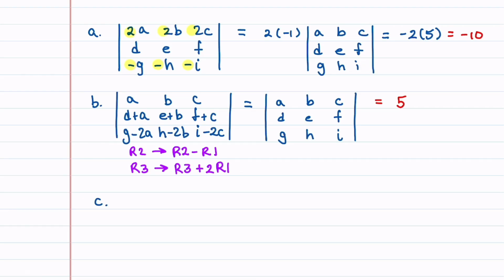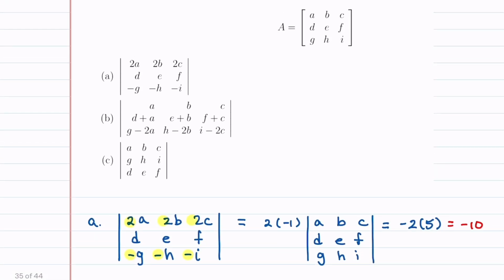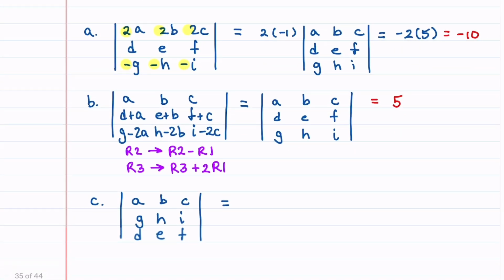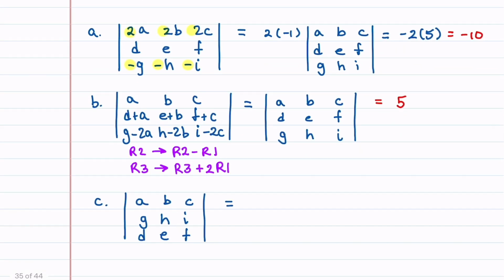Let's now look at part C. I'm going to copy down the matrix. We have A, B, C, G, H, and I, and then D, E, and F. If we compare this to matrix A up above, our matrix A was A, B, C, D, E, F, G, H, and I. And what we have, you might notice, is the same thing, but these two rows are switched.